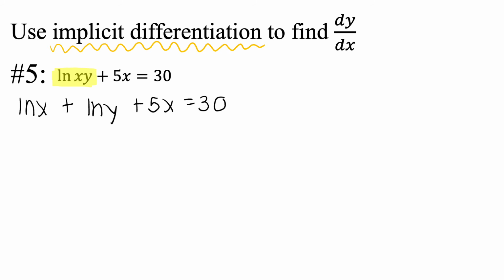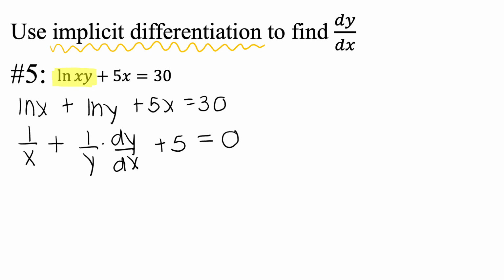Now that I've separated out those logarithms, we can easily take the derivative of each individual piece. So let's take the derivative of the natural log of x, which we know is just 1 over x. When we take the derivative of the natural log of y, we know it's going to be 1 over y. But since we're taking the derivative with respect to x and y is not x, we need to account for dy dx. Then we can continue as normal. The derivative of 5x would just be a positive 5. Because the variable we have there is x, we don't have to worry about a dy dx. And the derivative of 30 is just 0.